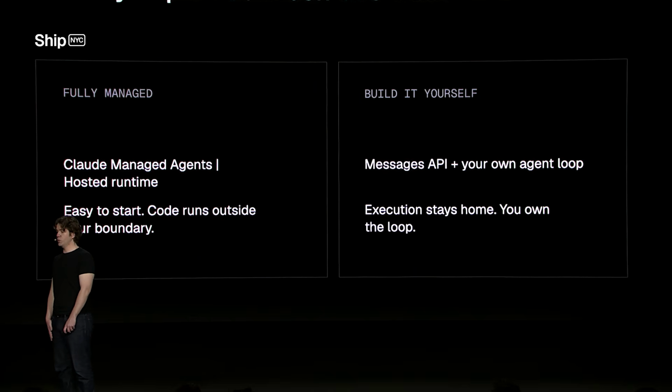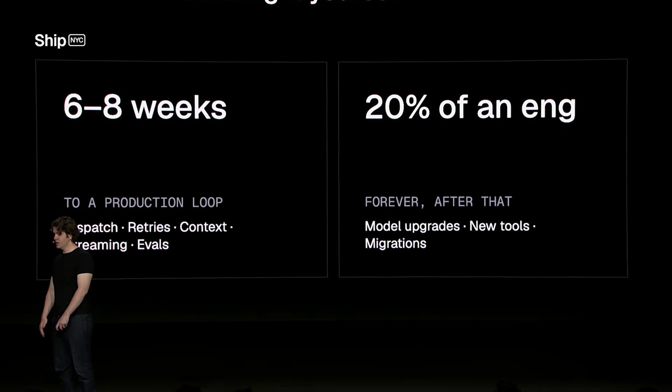So we often find that users are spending a lot of time building things that are not differentiated parts of their products, but are instead spending time building out this agentic harness. This cost is non-zero. From our users, we hear that it sometimes takes between 6 and 8 weeks just to get live into production. You're having to build out tool dispatch, retries to handle failures.